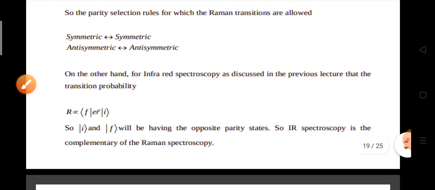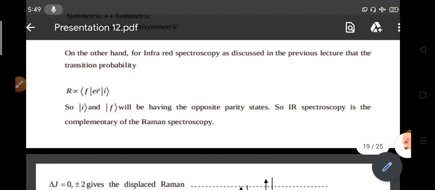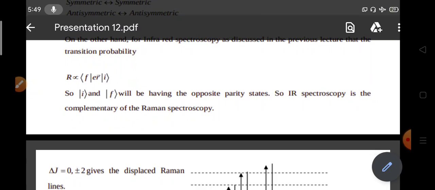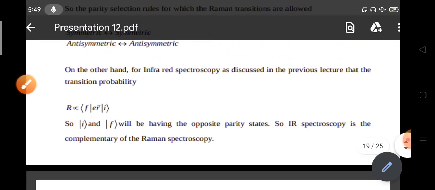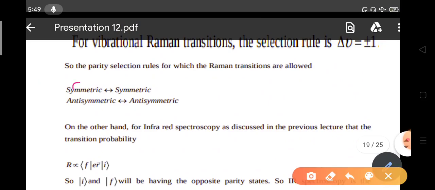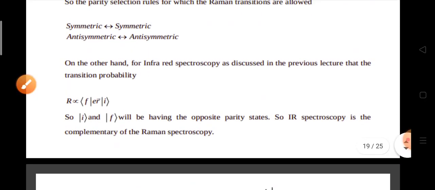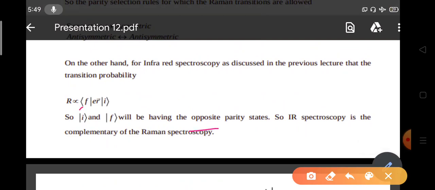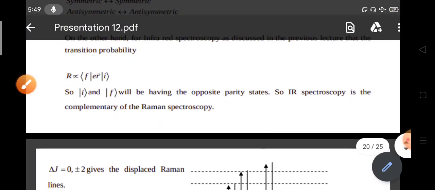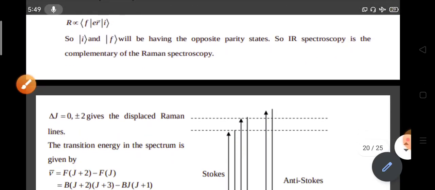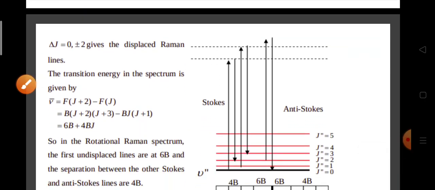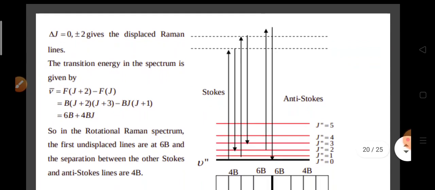But if you count for the infrared spectroscopy, the transition will be of the opposite parity. In Raman, the same parity, that is from symmetric to symmetric or antisymmetric to antisymmetric, this transition can happen. But in case of the IR spectroscopy, the transition will happen if the initial state and final state have opposite parity states. So the IR spectroscopy is the complementary of the Raman spectroscopy. And it is also a very important question how IR spectroscopy differs from Raman spectroscopy.